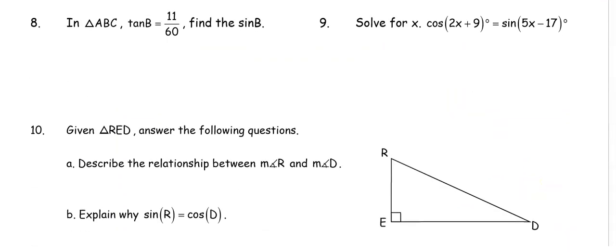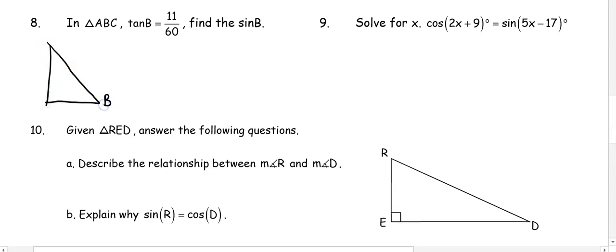In number 10, in triangle ABC, tan of B is 11 over 60. Find the sine of B. So first we're going to draw our triangle with angle B.